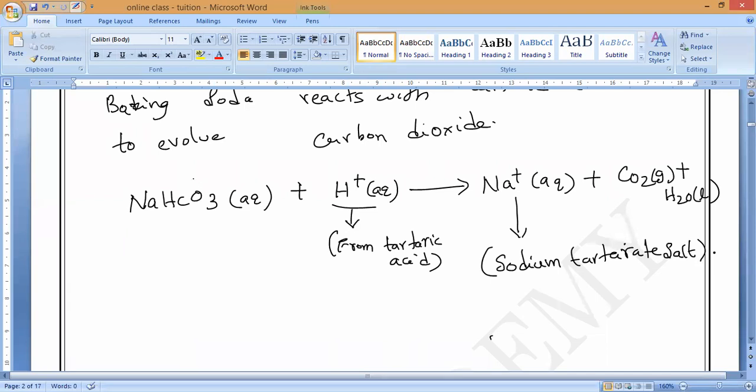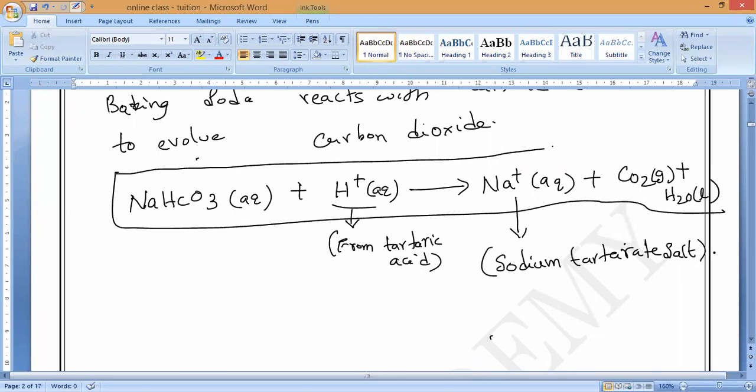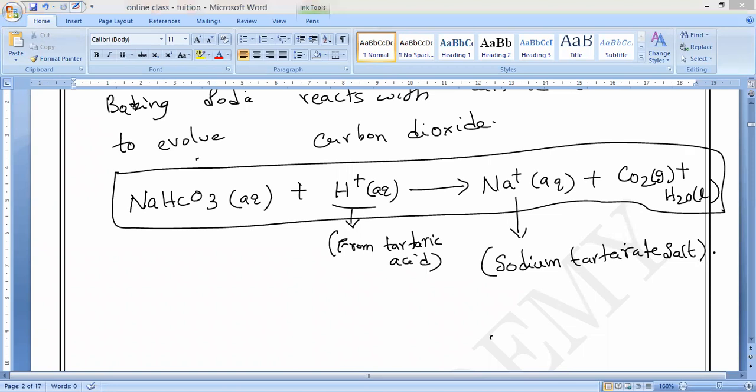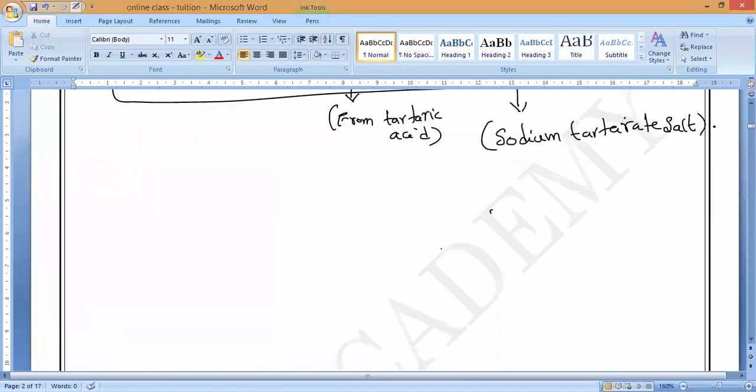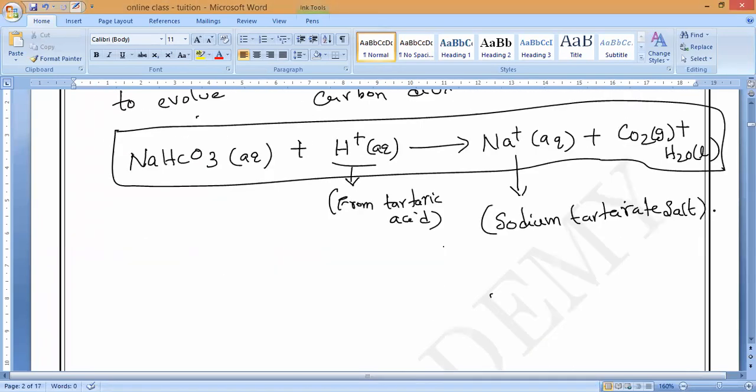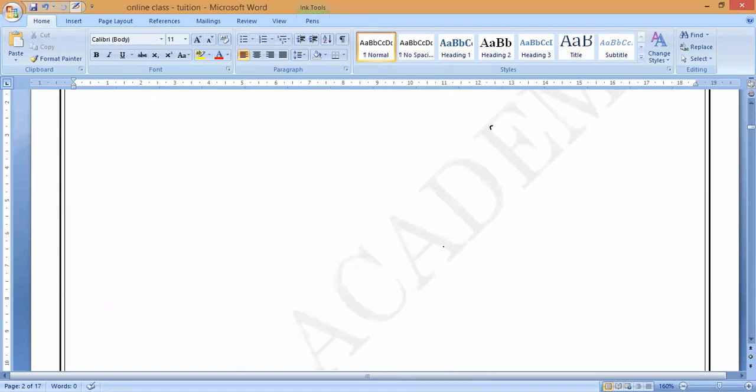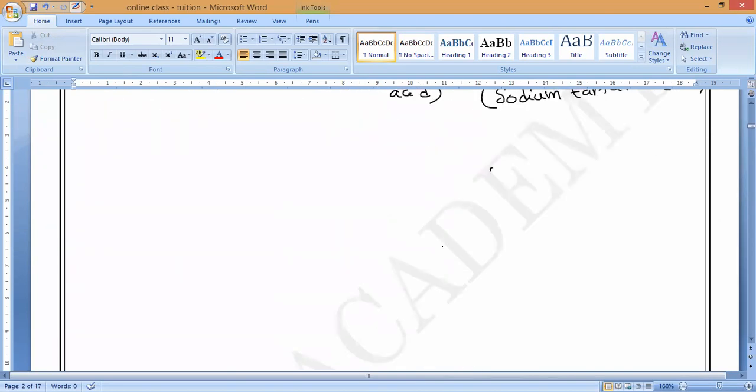So this is the chemical reaction. All of you note it down. This is the second application or use of baking soda. Baking soda is mixed with which acid? Tartaric acid, to produce carbon dioxide. That is what you have to remember. It produces carbon dioxide, which is used to make dough for making cakes as well as bread.